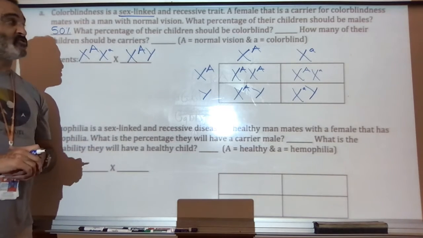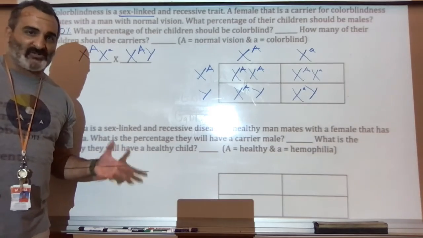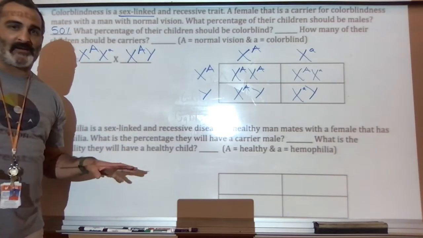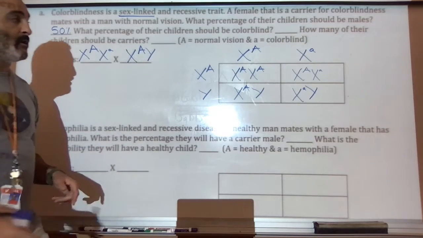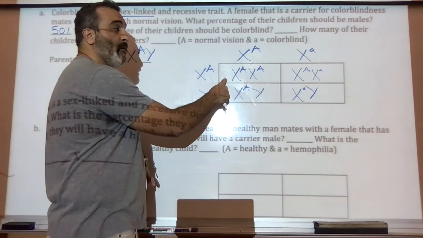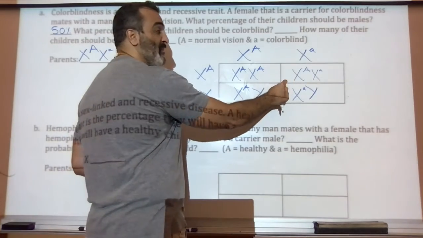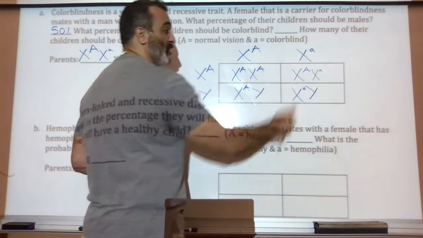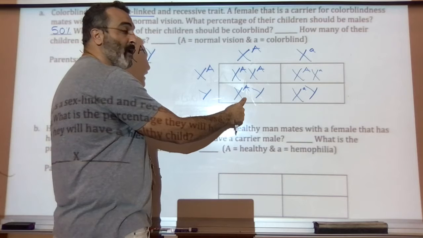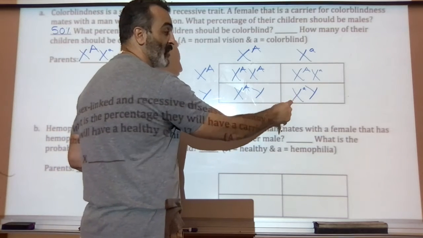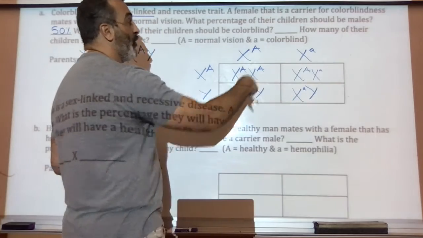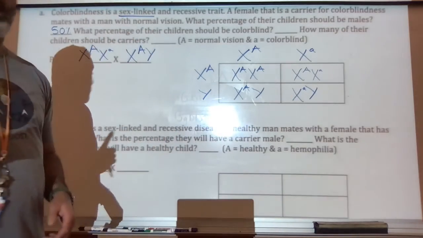What percentage of their children should be colorblind? And by the way, percentages or probabilities, fractions, same thing. It doesn't matter. What percentage of their children should be colorblind? So that's a healthy female. That's a healthy female. Her healthy A covers up her lowercase a. That's a healthy male. That is a colorblind male. So out of 4, 1 of them is colorblind.